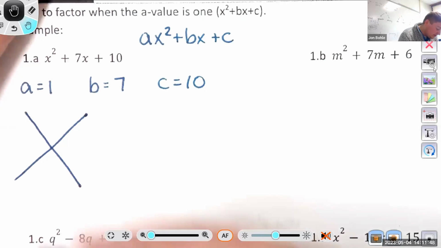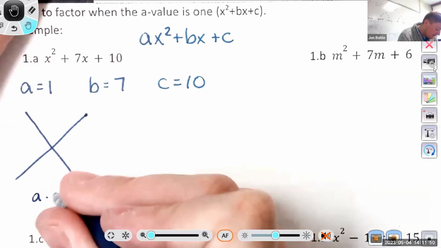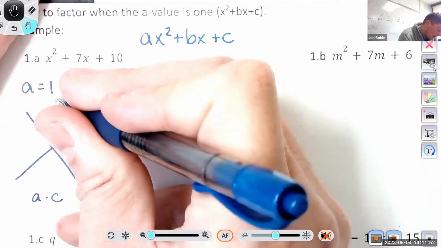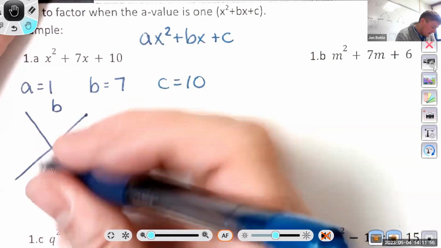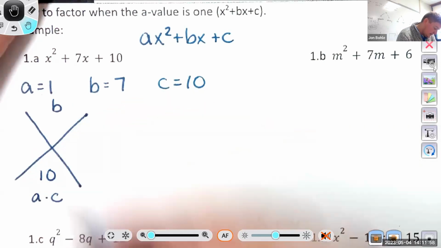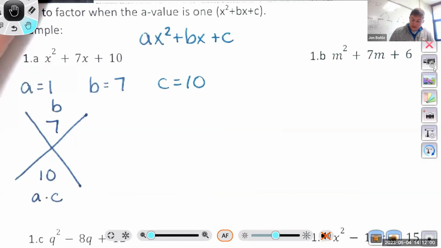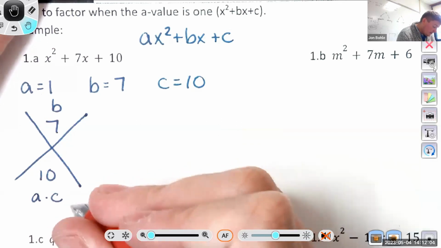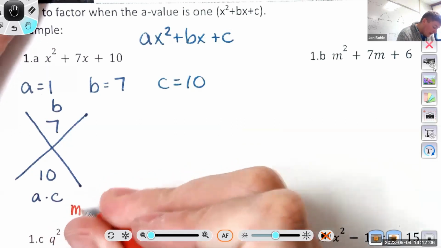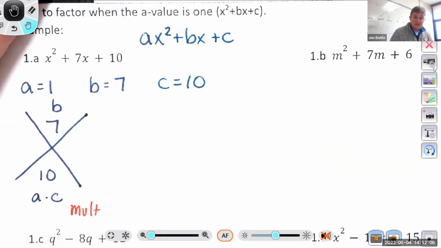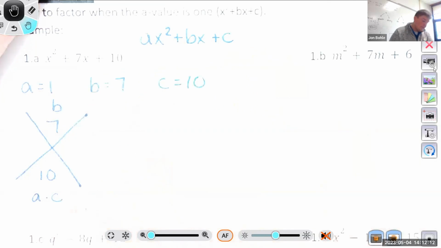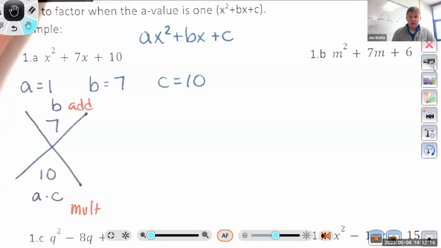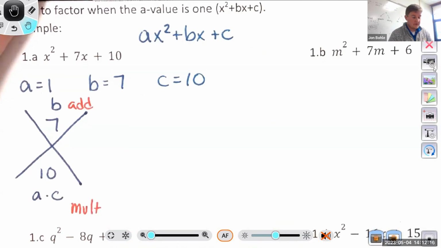How you do the X method is you just take the A times the C value and the B value is 7. So how does this help us? What does this do? This is going to help me factor because you're going to look for numbers that multiply to the A times C value and add to the B value. Okay, so you're going to look for those combination of numbers.